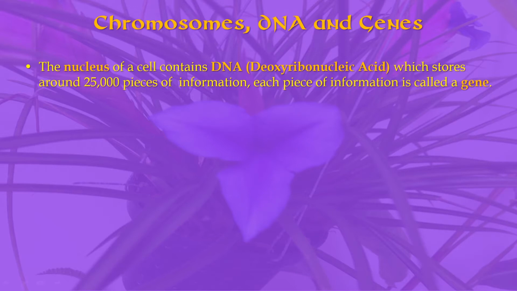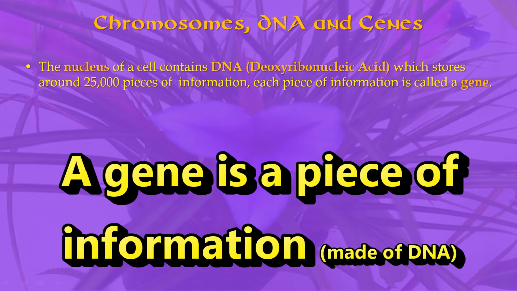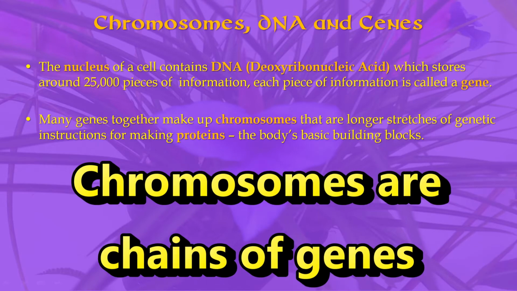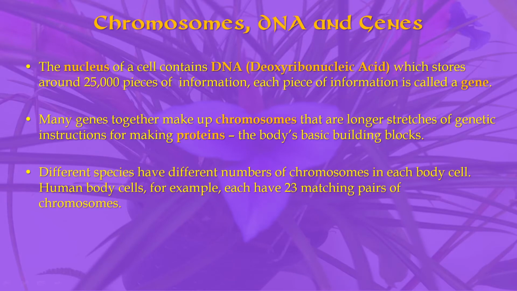The DNA in each cell stores around 30,000 pieces of information, and each piece of information is called a gene. Many of these genes are connected into long stretches of DNA, and these long chains of genes are called chromosomes. The DNA in cells makes proteins, which are the body's basic building blocks. Actually, they make amino acids, which are then assembled into proteins.